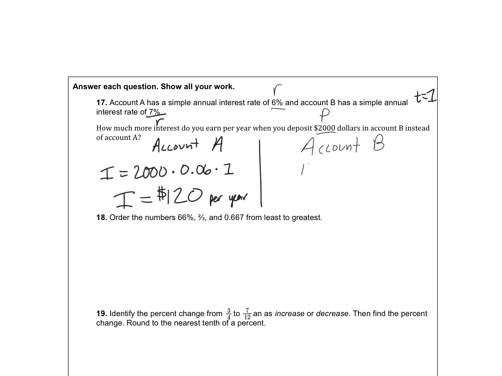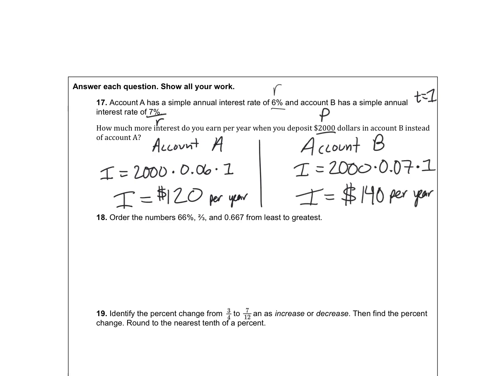For account B, it's basically the same setup. I still have a principal of 2,000. My interest rate this time is 0.07. And again, I'm just going to look at that first year. How much do I make? This time, I get an interest of $140 per year.